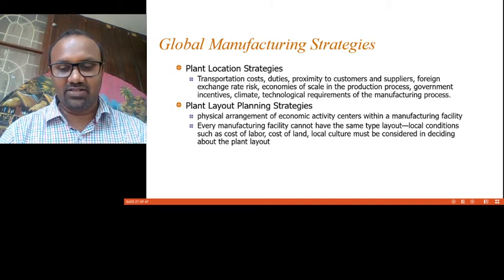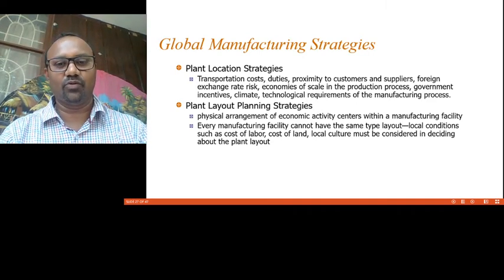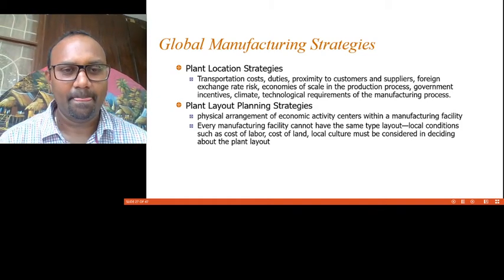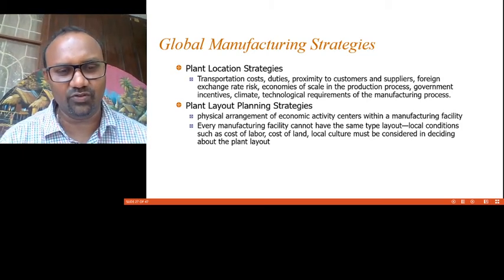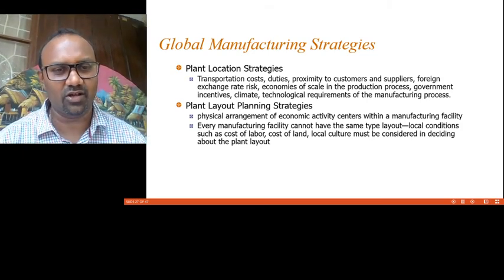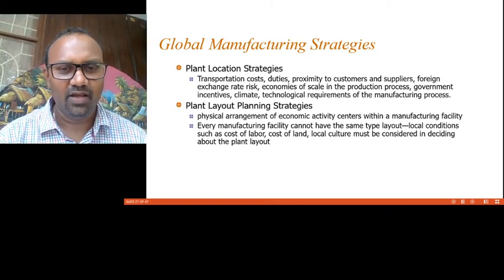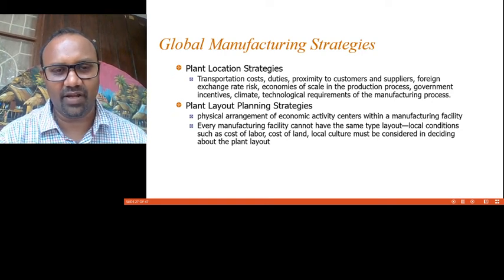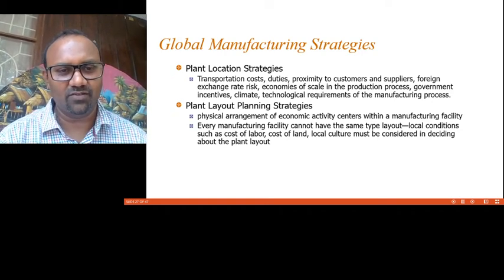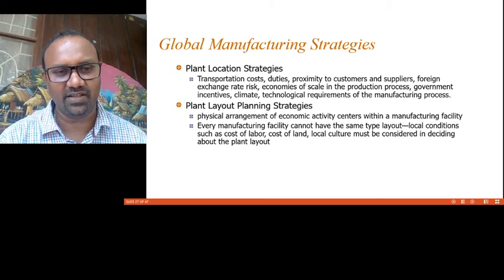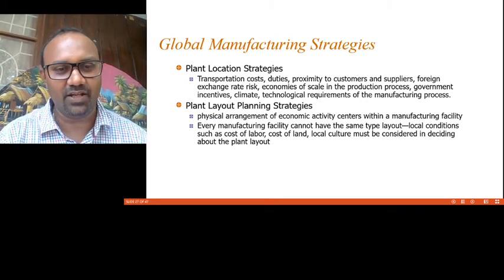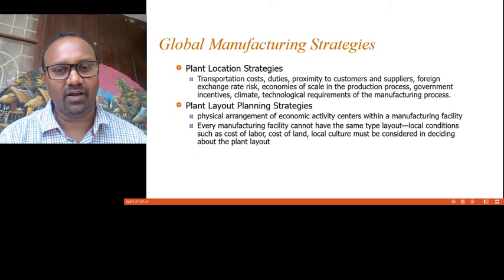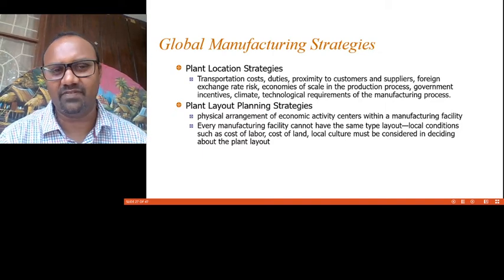Global manufacturing strategy: the third decision you need to take up is plant location. That is, where do you locate your factory, or to which particular country or vendor are you going to give the outsourcing. It depends on a lot of cost equations. They will be your transportation cost, your duties, how close you are to the markets you're going to cater to, your proximity to your suppliers, foreign exchange currency rates and their fluctuations, economies of scale that you will be able to accrue, incentives that you're getting from host governments, climate, technological requirements. So all of these factors are very important.